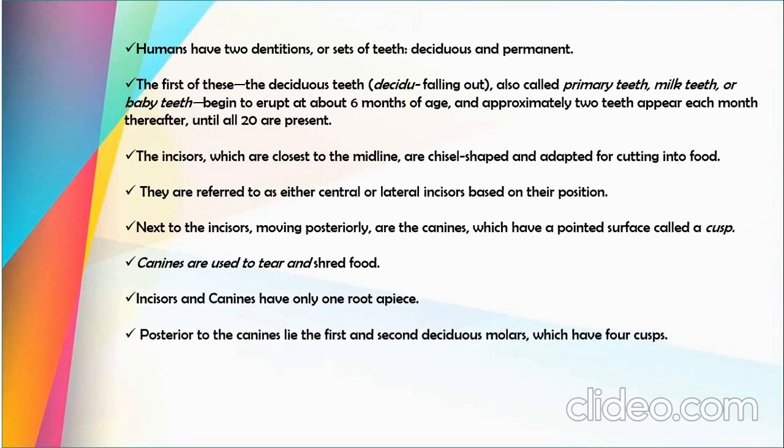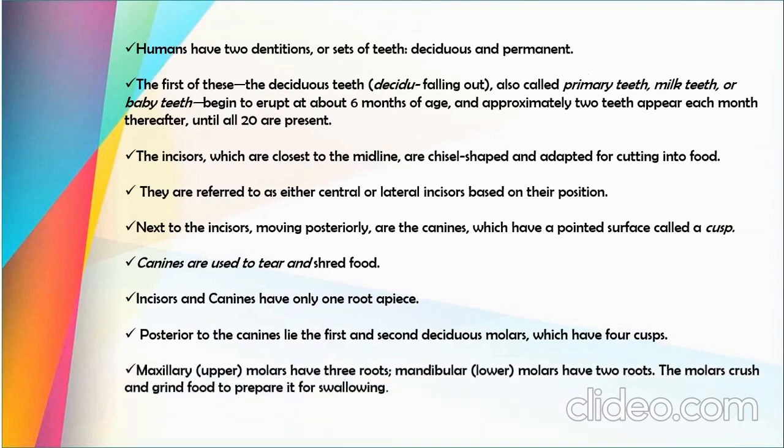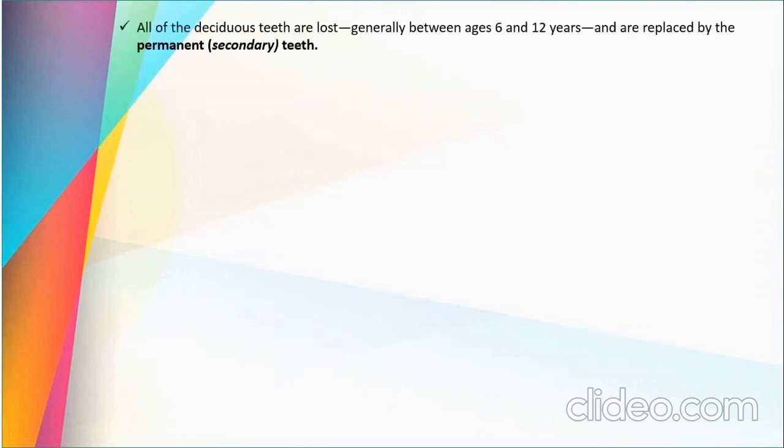Posterior to the canines lie the first and second deciduous molars, which have 4 cusps. Maxillary, meaning the upper molars, have 3 roots. Mandibular, the lower ones, have 2 roots. The molars crush and grind food to prepare it for swallowing. All the deciduous teeth are lost generally between the ages of 6 to 12 years and are replaced by the permanent teeth, or the secondary teeth.